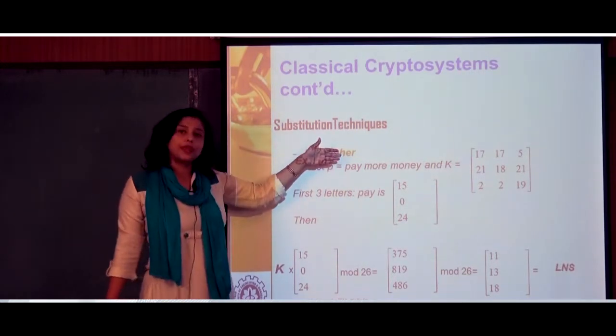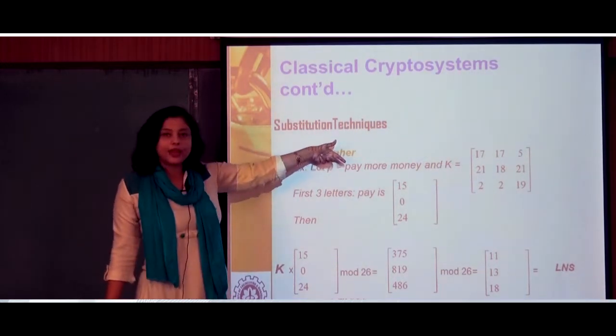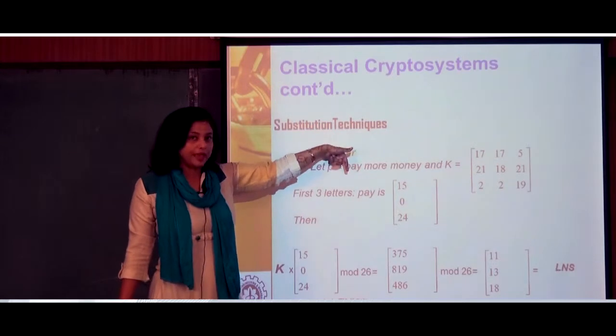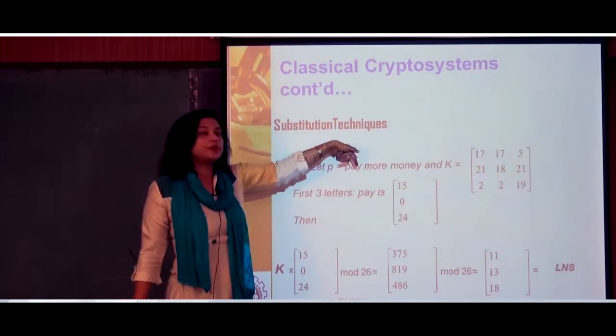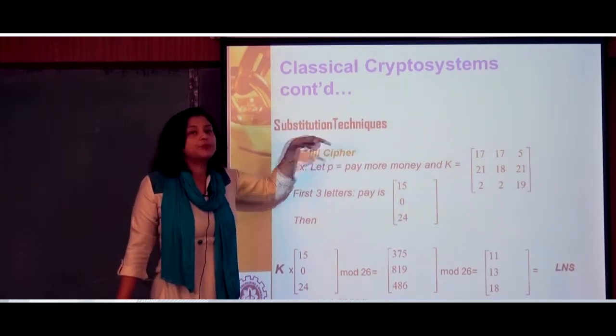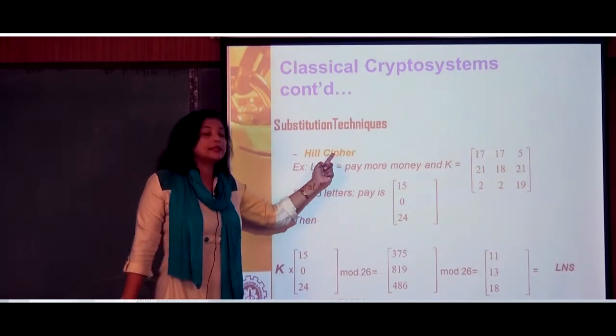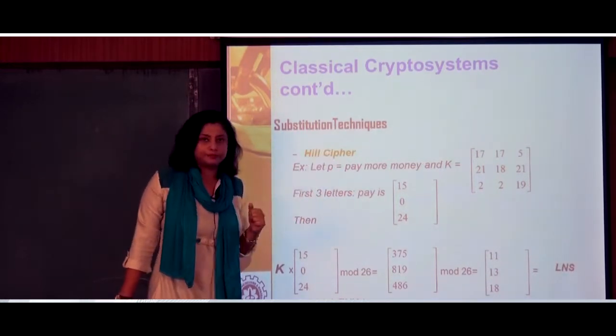So let's take 3 letters from here. What are the 3 letters? PAY, that means pay. So instead of transmitting PAY, we have to transmit the ciphertext corresponding to the letters P, A and Y.